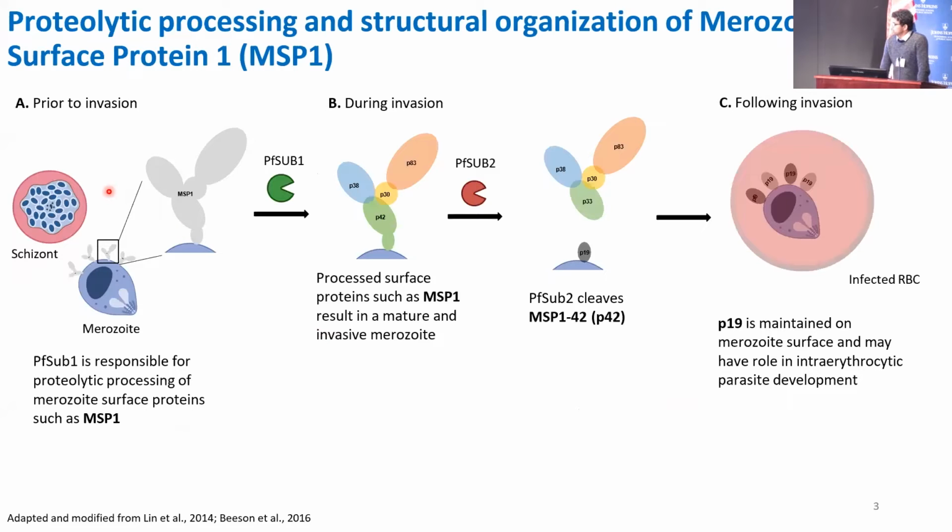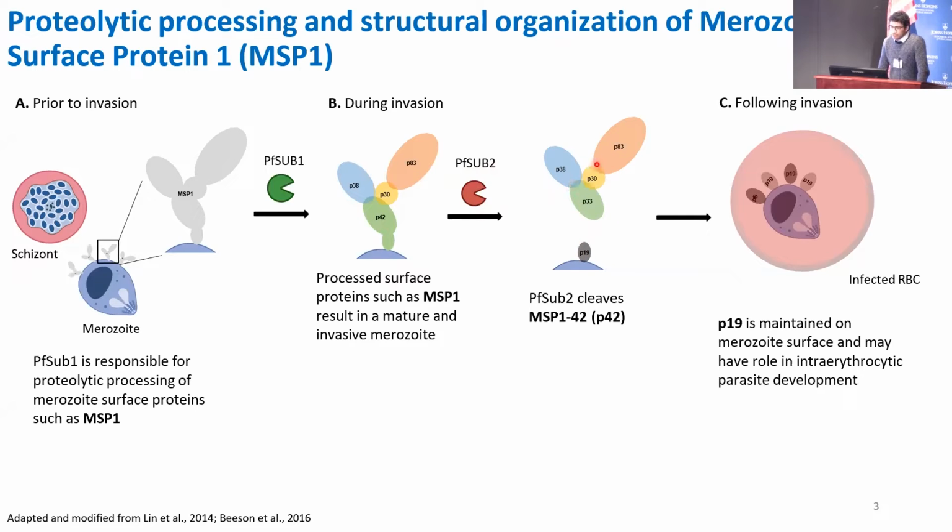Prior to invasion, PfSUB1 is responsible for extensive proteolytic processing of the majority of merozoite surface proteins, including MSP1, which is processed from a high molecular mass protein to 83 kilodalton, 38, 30, and C-terminal GPI-anchored 42 kilodalton fragments. All these 4 fragments are held together through non-covalent interactions, and this results in a mature and invasive merozoite. At the time of schizont rupture, PfSUB2 is released, which further cleaves this 42 kilodalton fragment into 33 and 19 kilodalton fragments.